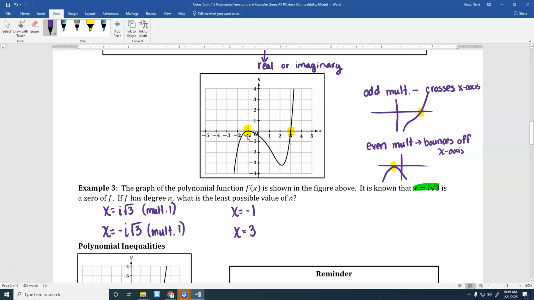It's even. And because they ask us for the least possible value of n, we will go with the lowest even number that we can use, which would be 2. So I'm going to say that has a multiplicity of 2. I don't know for sure it's 2, but I know they said least possible. So I'm going to pick the lowest number I can.